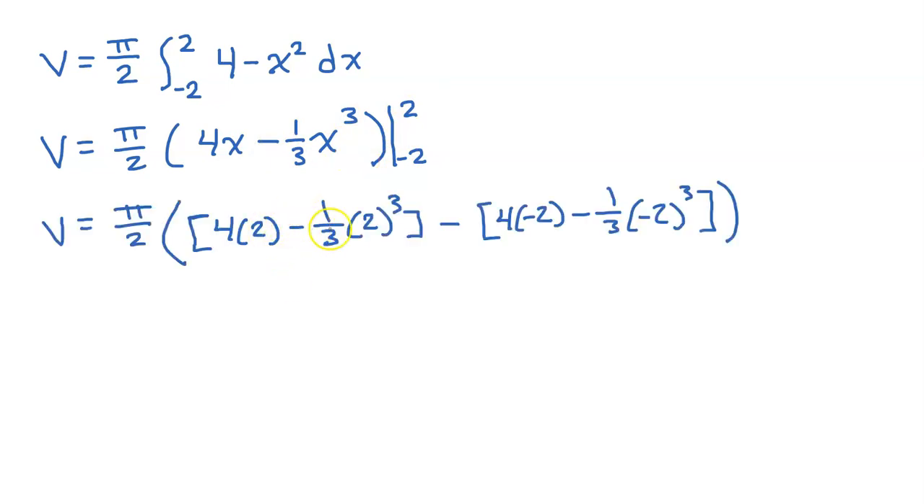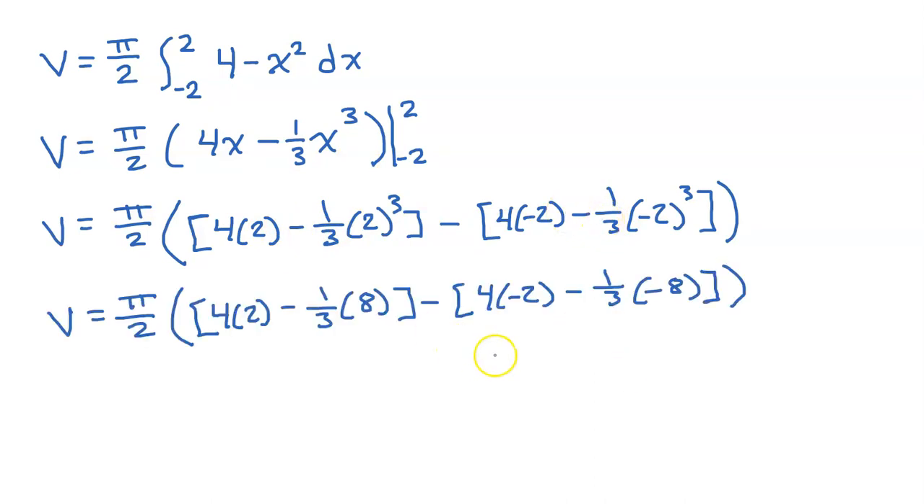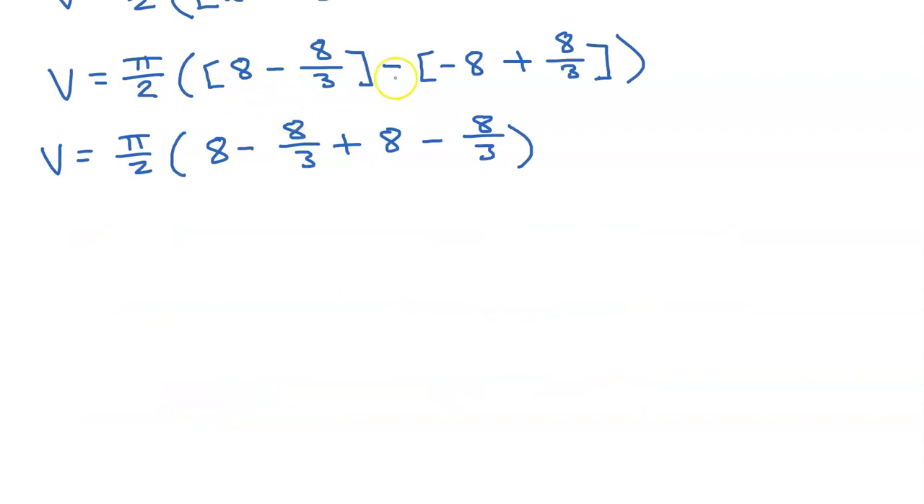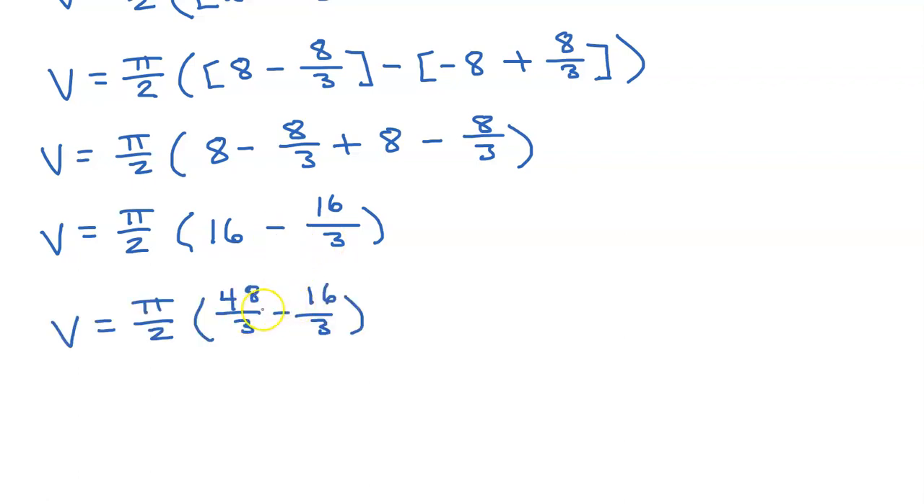Here's the value at 2 minus the value at -2. After we apply the exponents, we have this. After we do all of the multiplication, we have this. Taking away the brackets and distributing this negative sign gives us this. Combining some of the like terms gives us this. Making like denominators gives us this. Subtracting these fractions gives us this.